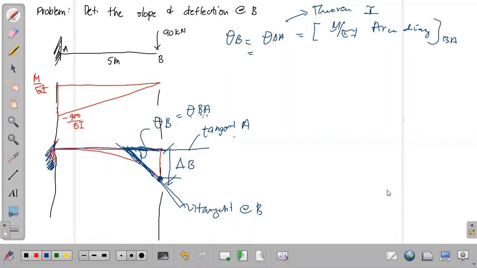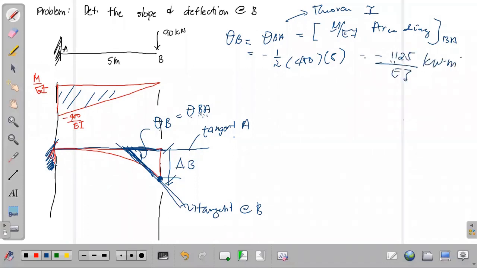Ma'am, it's negative 1/2 times 450 times 5. So we have negative 1/2 times 450 times 5. Okay, tama. Ang kukunin natin is the area between point A and B. Ang area between point A and B, ito lang naman na triangle, kaya 1/2 times 450 times 5. So ang value natin dito is negative 1125 over EI kilonewton meter square. Okay? So yan yung magiging slope natin sa B.